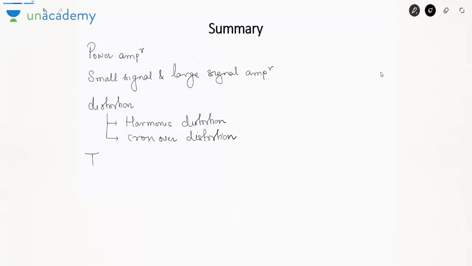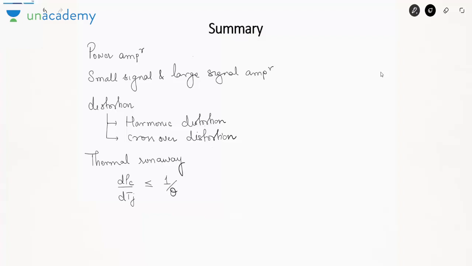And then we saw the concept of thermal runaway, in which I told you we must bias at the middle of the load line to avoid thermal runaway, and the second condition should be that the rate of power generation or heat generation should be less than or equal to 1 by theta, where theta is the thermal resistance.